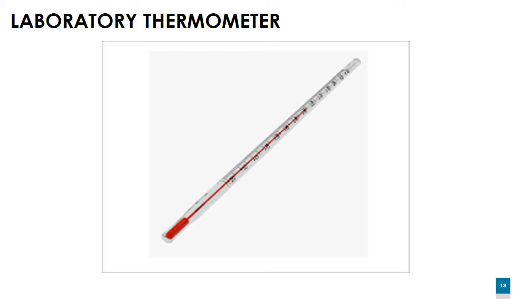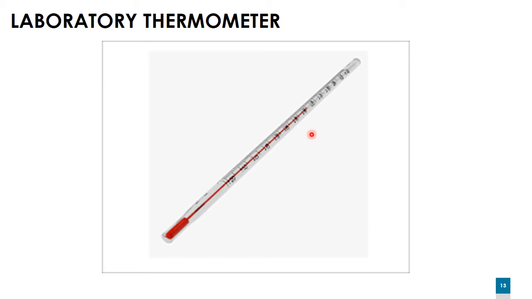Now, laboratory thermometer. As the name tells, it is used in lab, isn't it? Laboratories, in chemistry lab, even in physics lab. A laboratory thermometer is made up of a glass tube. It has a glass tube with mercury, which on gaining heat rises in the glass capillary of the tube. Here in this case, alcohol is used.